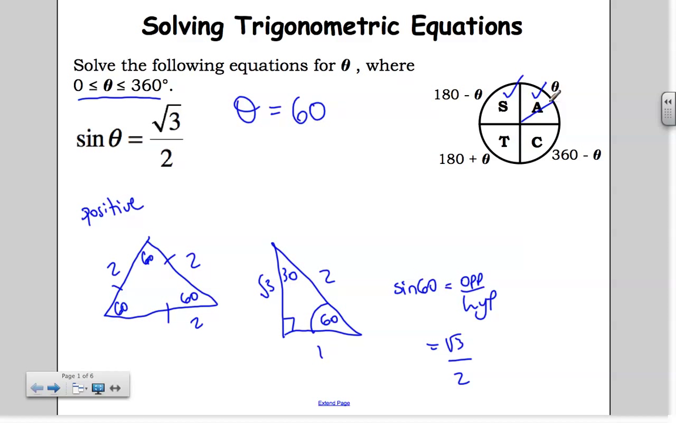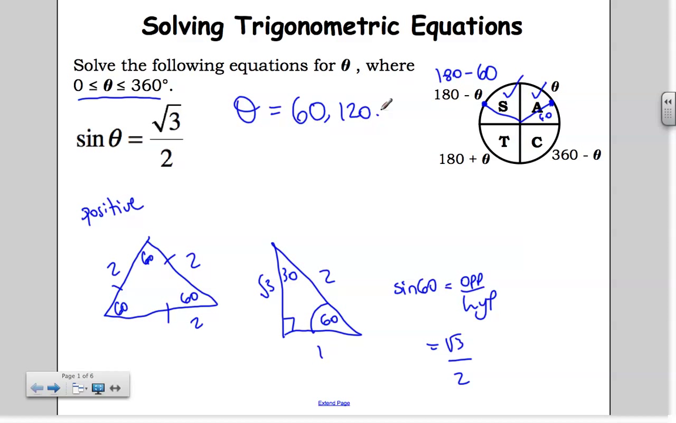So I've already ticked my first quadrant because it's positive, I know one of my answers must lie there. So theta equals 60 is my first answer. Now I need to find the other answer, the one that's in the second quadrant. And so I know in the second quadrant I have obtuse angles. And I know in my second quadrant to find the obtuse angles, it will be 180 minus the acute angle, which in this case is 60. So 180 minus 60 is 120.